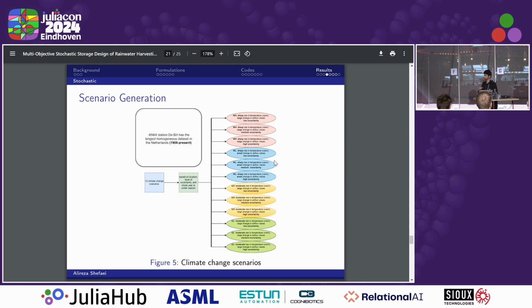For this scenario generation, the KNMI data has 2 different scenarios, one for over all of the year and one for the winter season. Okay, and so you separate out the winter season. Okay. 2 different scenarios for the overall year and the winter.